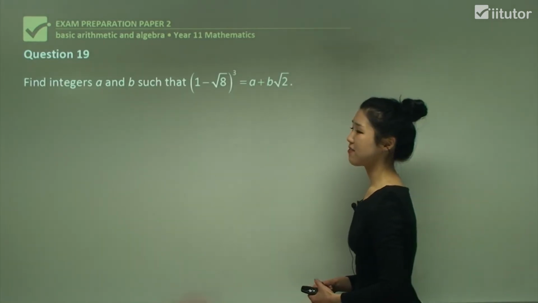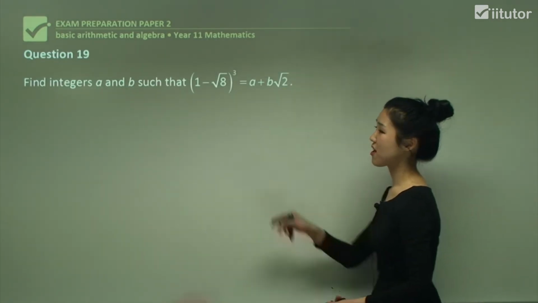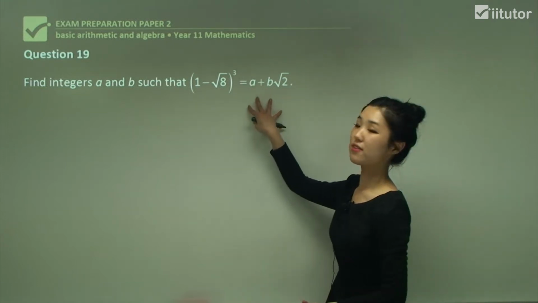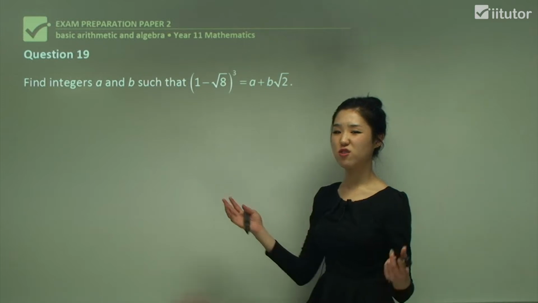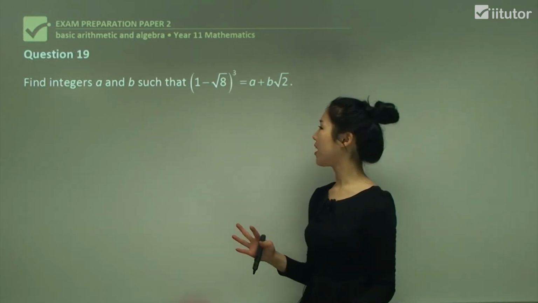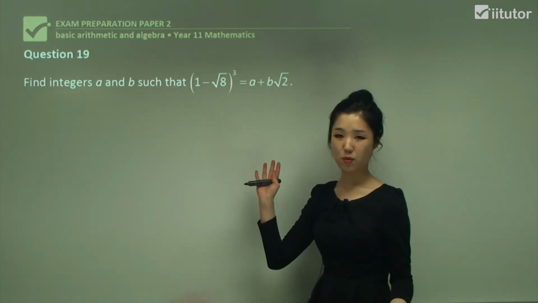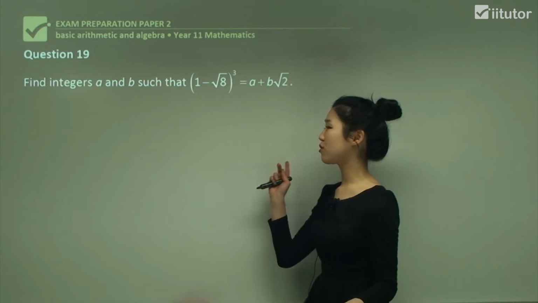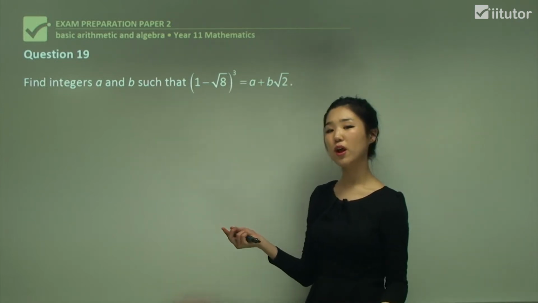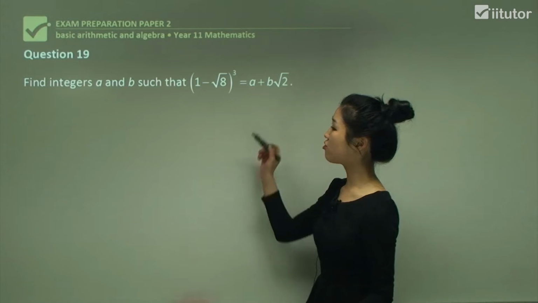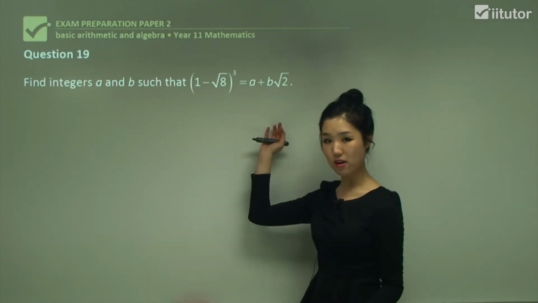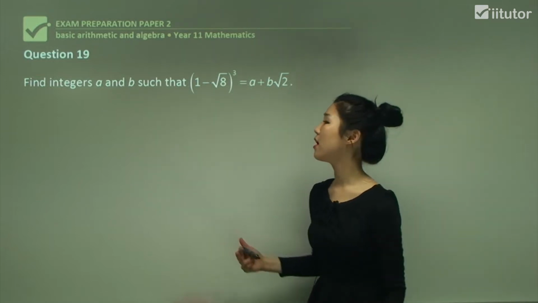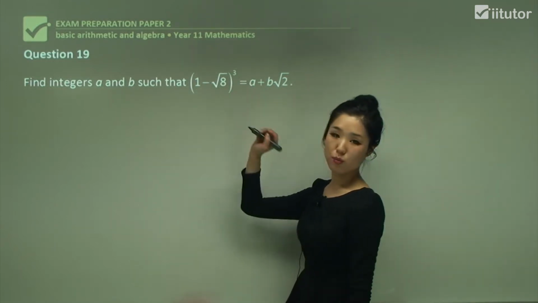Question 19 says find the integers a and b such that this cubed is a plus b root 2. Now again, guys, make sure you don't try to solve the equation, because you can't solve a and b just by using this equation, because there's 2 pronumerals and 1 equation. So what I want you to do when you get this kind of question is just work with one side and see what you get and compare it with this side. Okay, so use comparisons. Now, this one is cube.